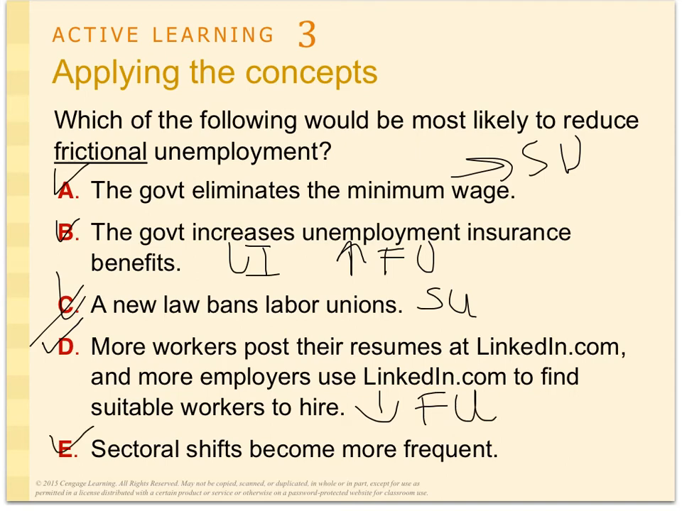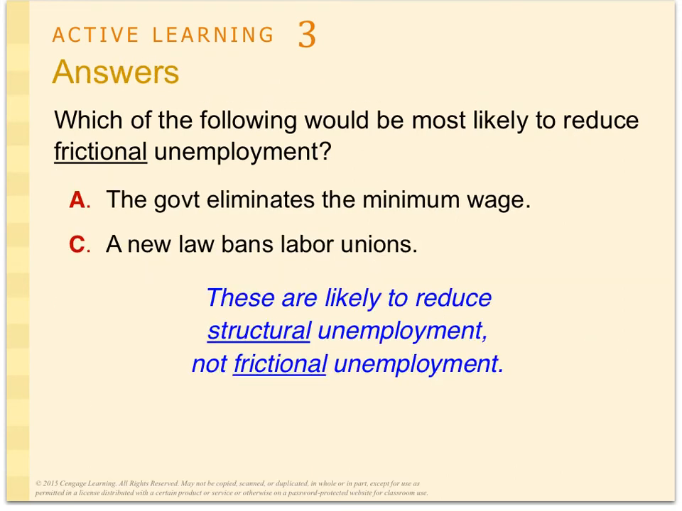And E part, sectoral shifts become more frequent. So if sectoral shifts become more frequent, that means people need to look for jobs to change from one sector to another, which will increase frictional unemployment. You can find the answers in the following slide.